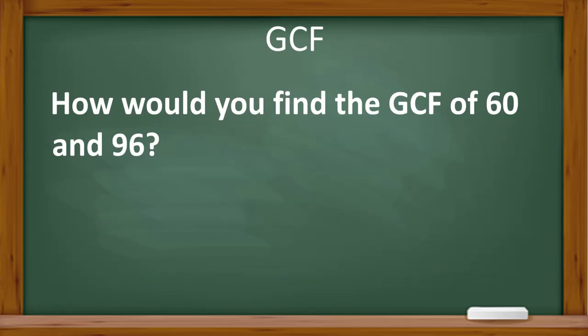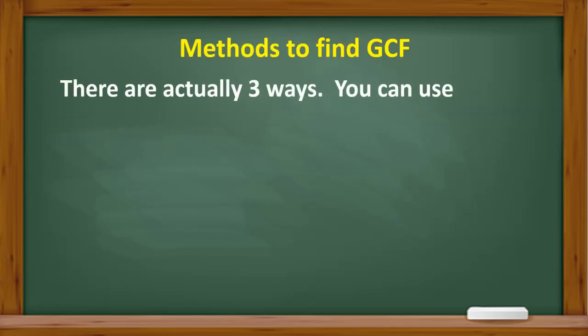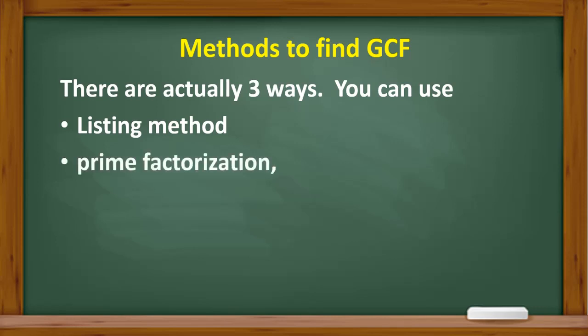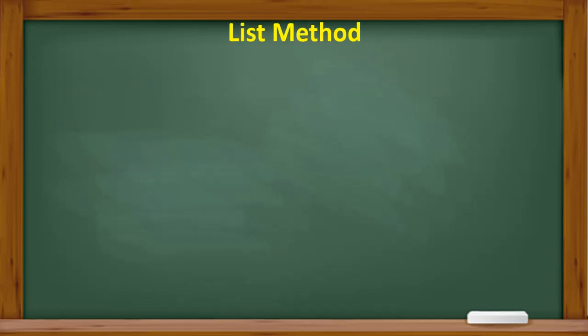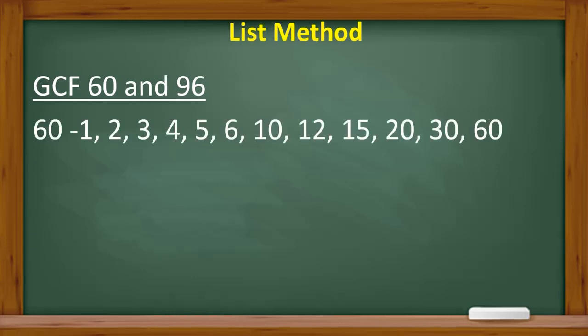How would you find the greatest common factor of 60 and 96? We have different methods to find the greatest common factor. There are actually 3 ways. You can use the listing method, prime factorization, or continuous division. For the listing method, we will get the GCF of 60 and 96. We will list down all factors of 60.